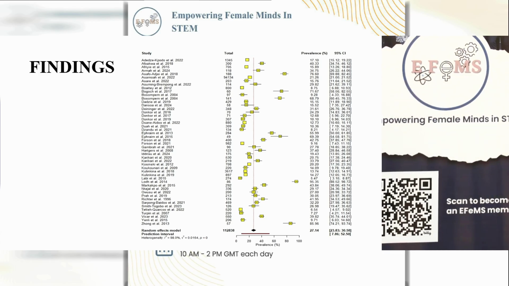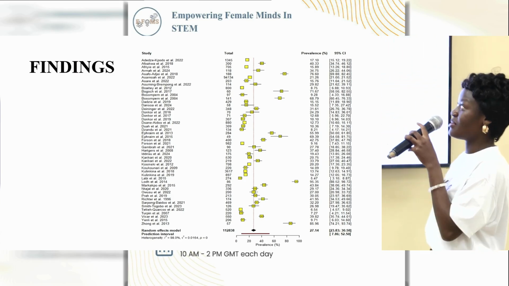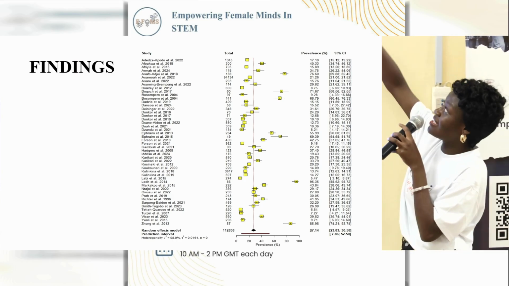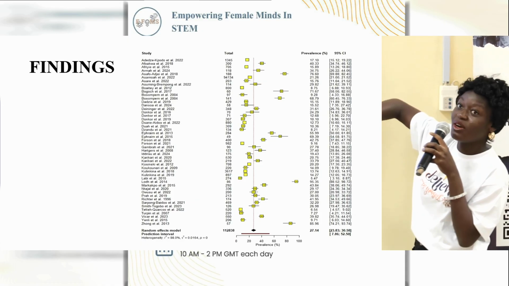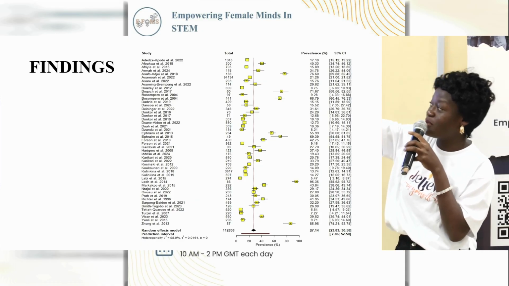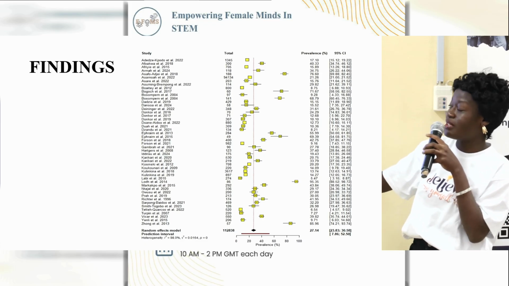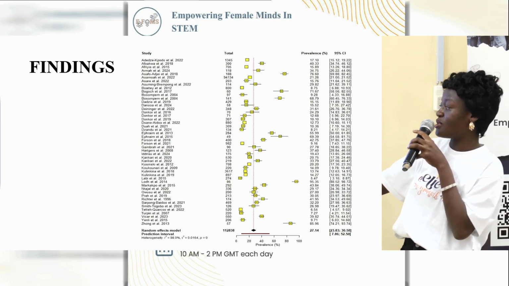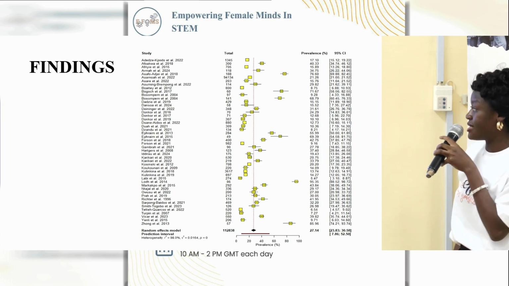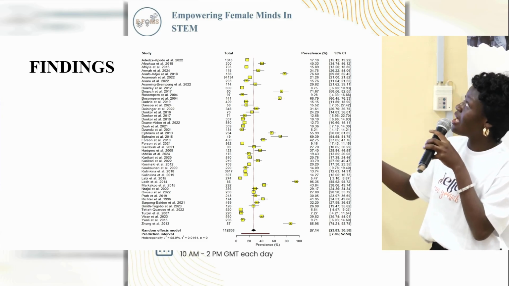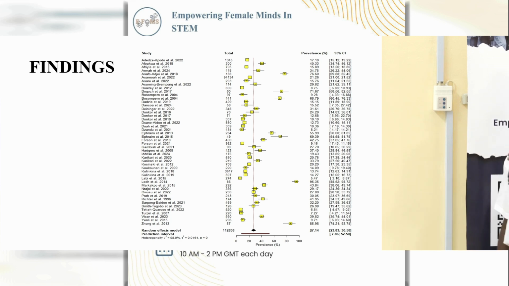These are the 48 papers that met my inclusion criteria, and these are the prevalences for each paper. So after doing my meta-analysis, I had a pooled prevalence of 27.14% with this confidence interval.